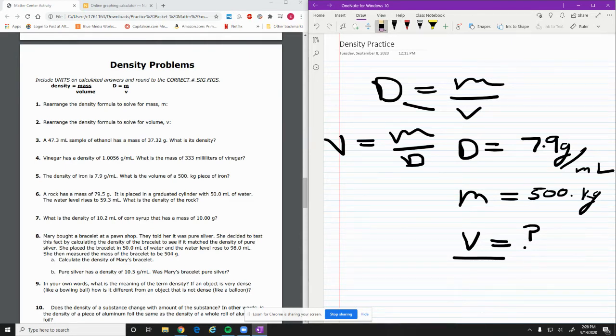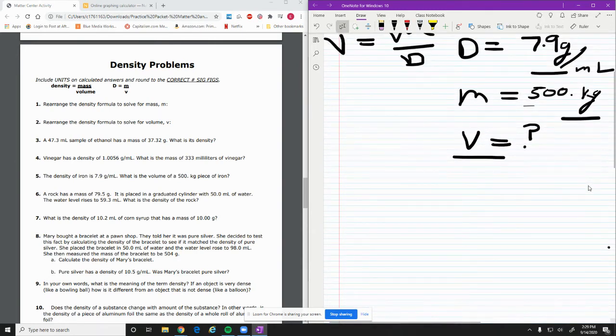Plug in stuff, right? Except, no, you're not ready. I want you to look at this because we're going to do this on the test and throughout the year. Make sure your units that are supposed to be the same are the same. Look at this 7.9 grams and look at this 500 kilogram. These are not the same. It wouldn't make sense for me to start comparing these two things if they're not both in grams. So you have to first fix that.